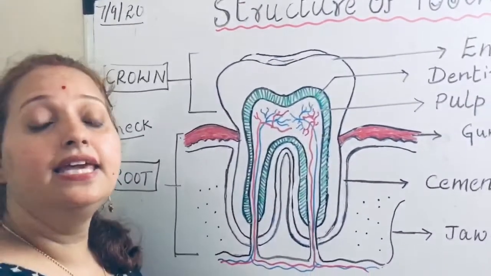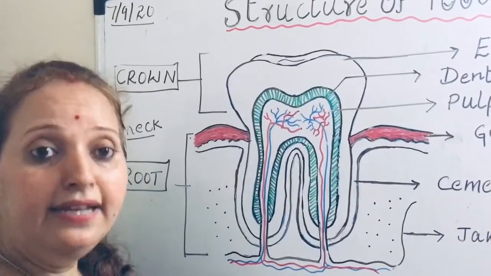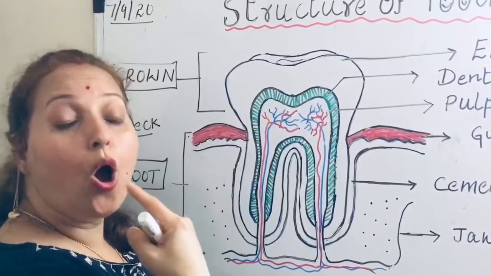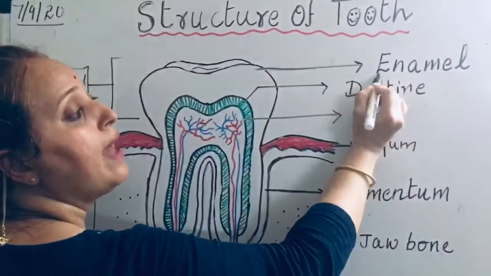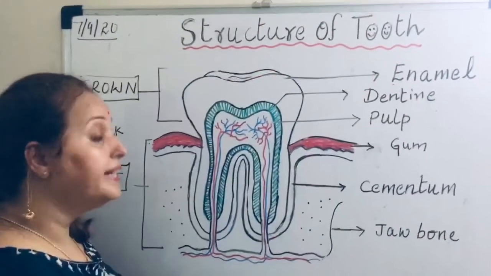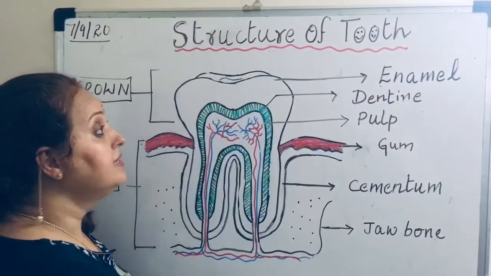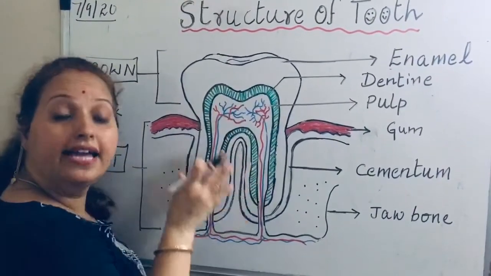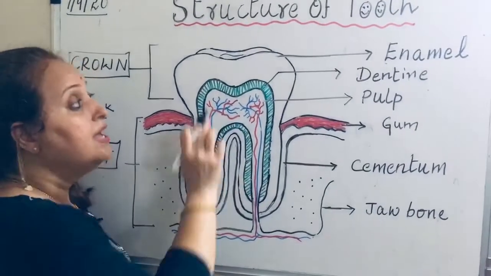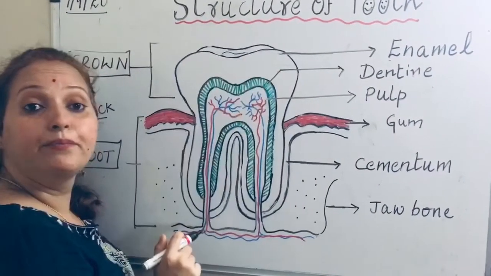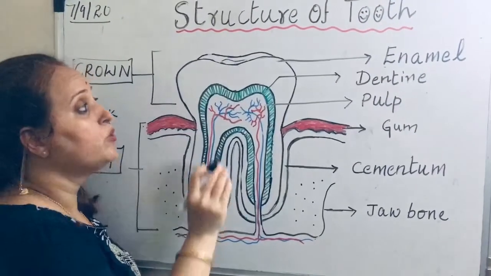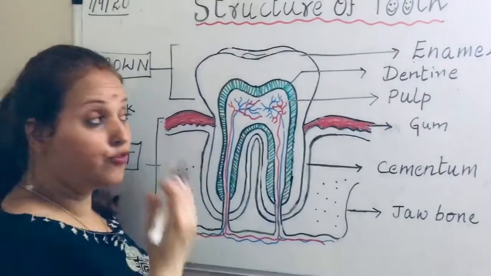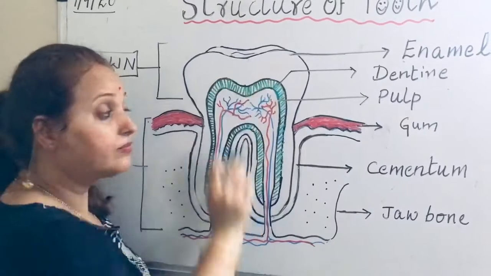Now, let us see each and every part of the tooth in detail. You can see the visible white portion of your teeth, that is called enamel. It is the hardest part of the teeth and it is the outermost covering of the teeth, and its main function is to protect the internal part of the tooth. It is hard because it is made up of calcium. Calcium deposits make it hard. So you have to keep in mind the hardest part of our whole body is enamel, right?